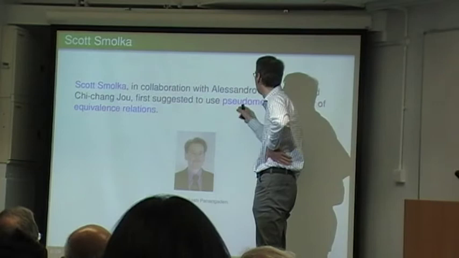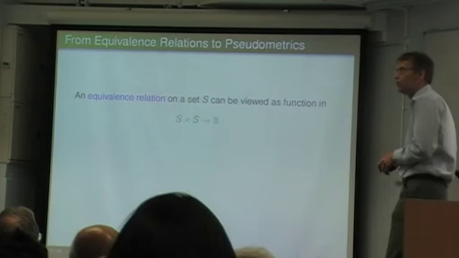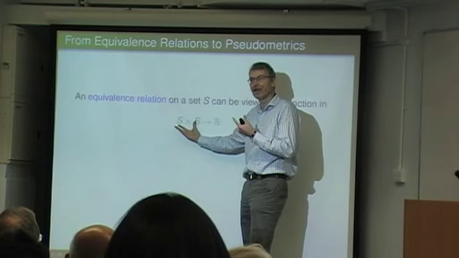So the idea is that one way to view an equivalence relation is just when given a pair of states, it tells you whether the pair is in the equivalence relation, yes or no. So it's a Boolean, right? True or false. So now you want to.